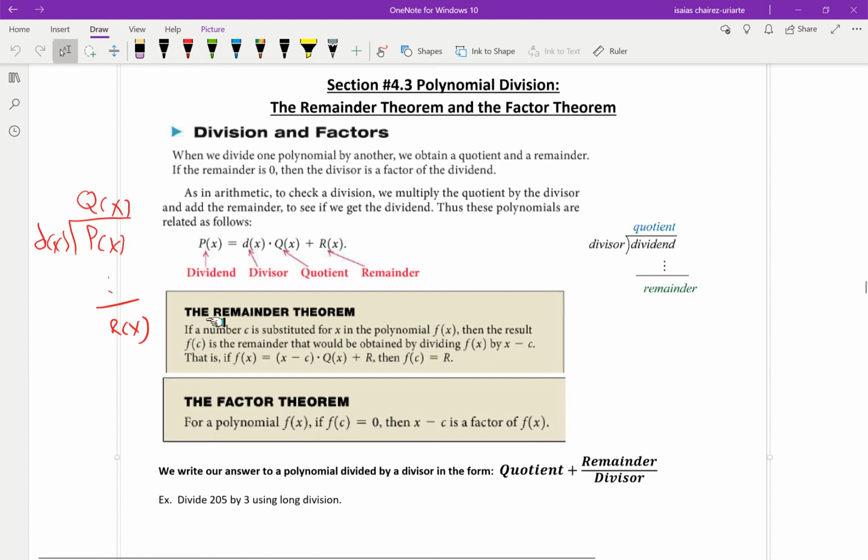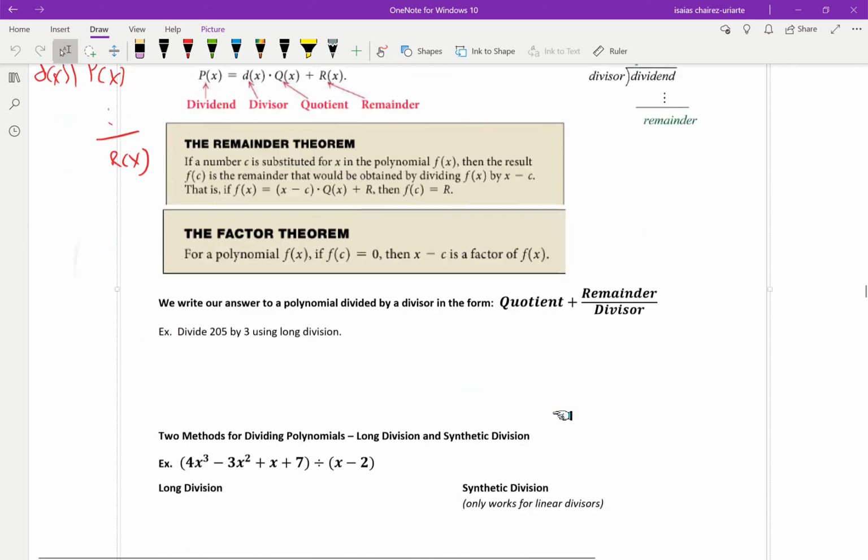So if a number c is substituted for x in the polynomial f of x, then we get f of c. And f of c is the remainder that would be obtained by dividing f of x by x minus c. So it turns out that f of c and the remainder end up being equal. And we'll see that. Another good point here is that if f of c equals 0, meaning that c is an x-intercept of your polynomial, then x minus c is a factor of f of x, meaning that the remainder of the division should be 0.